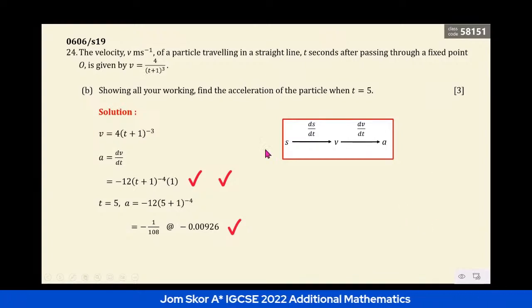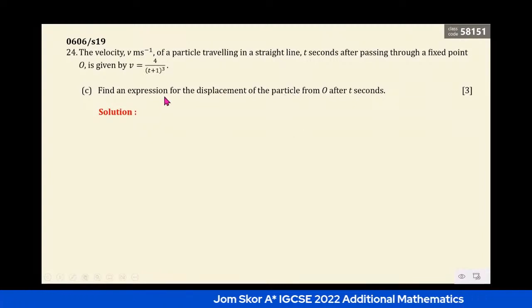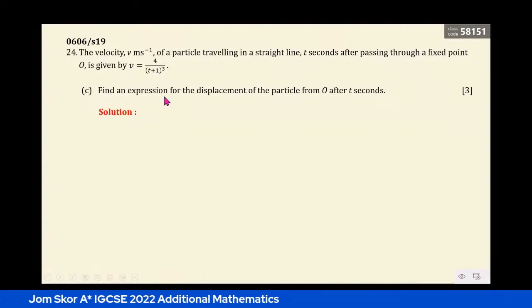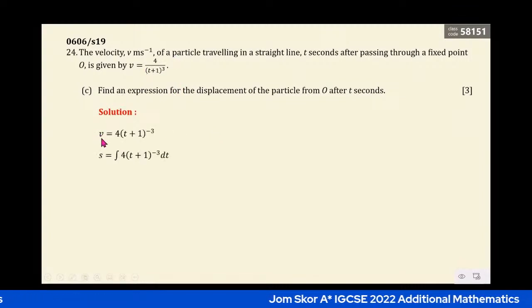Okay, so that is B. And then look at C. Find an expression for the displacement of the particle. Nampak? Tadi dia suruh cari A, sekarang dia suruh cari S. So we reverse the direction. So what we do is to find the displacement, we have to integrate the function V.